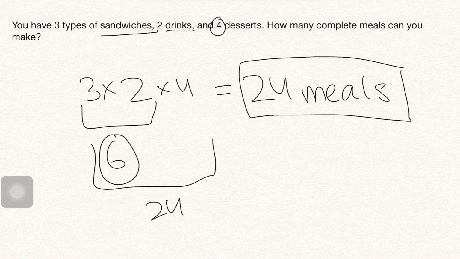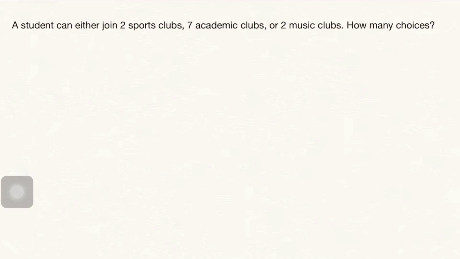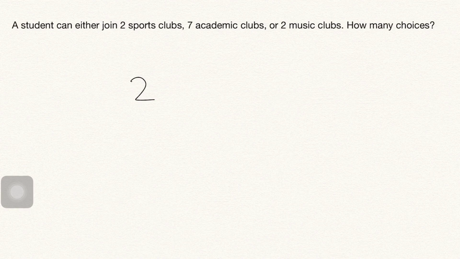Let's move on to a slightly different question. Let's look at another type of counting situation. This time, it's about making a single choice from 3 different groups. A student can either join 2 sports clubs, 7 academic clubs, or 2 music clubs. How many choices does that student have? If you think about it, it's actually a pretty straightforward question. Since we have 2 sports clubs to choose from, I'm going to write down 2. And along with that, we have 7 academic clubs, so I'm going to write plus 7. And finally, we have 2 music clubs, so that's another plus 2.